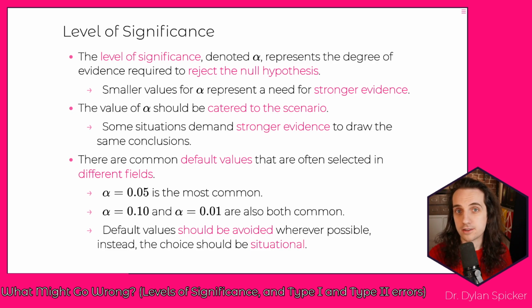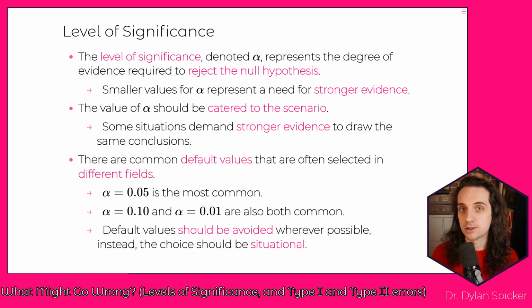Other times you might not care as much, and maybe you're willing to take, say, alpha equal to 0.2, right? Which would be a lot less evidence required in order to draw the same types of conclusion. And so the level of significance should really be selected not on the basis of statistical considerations directly, but from the scenario that arises.